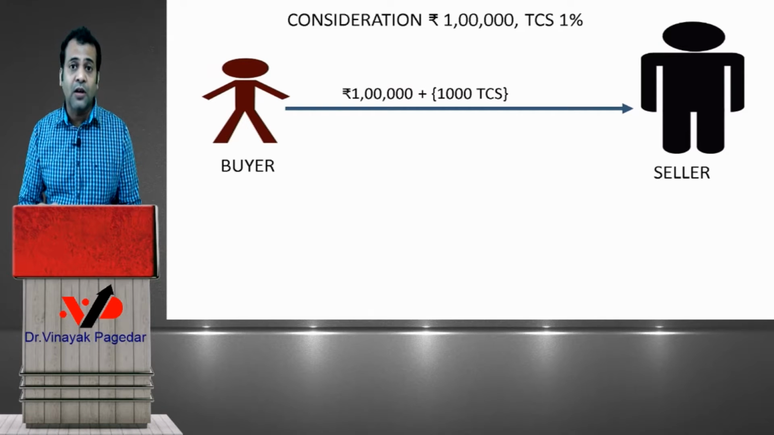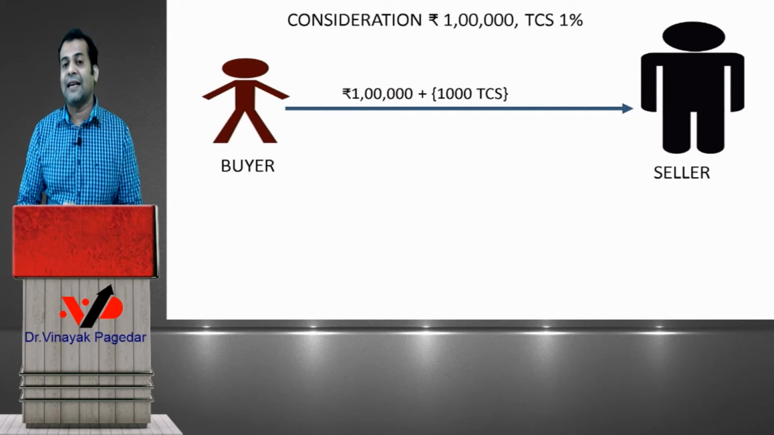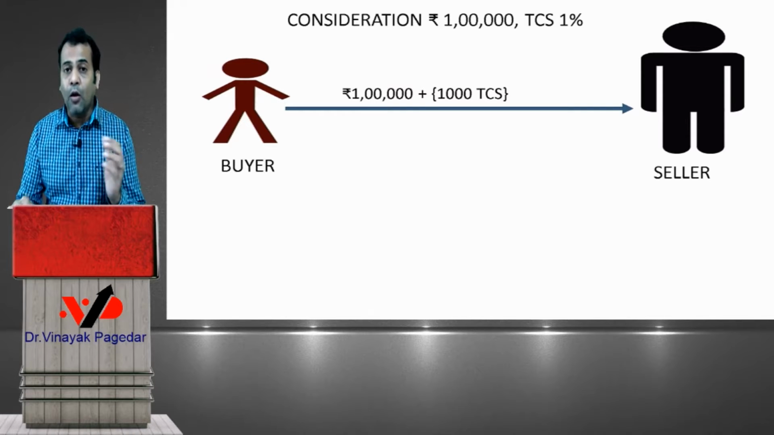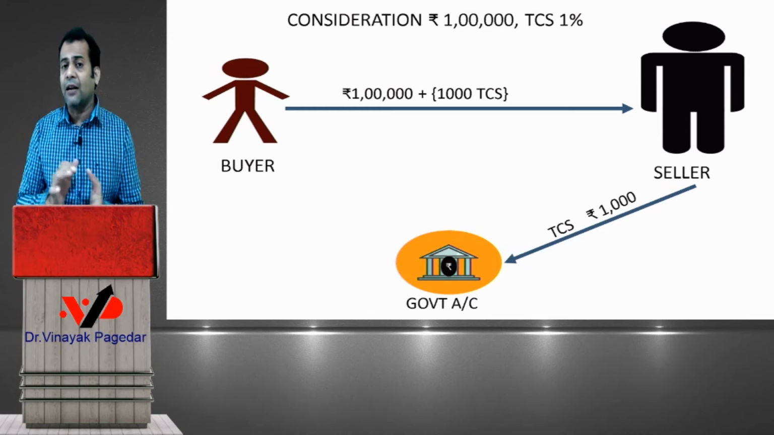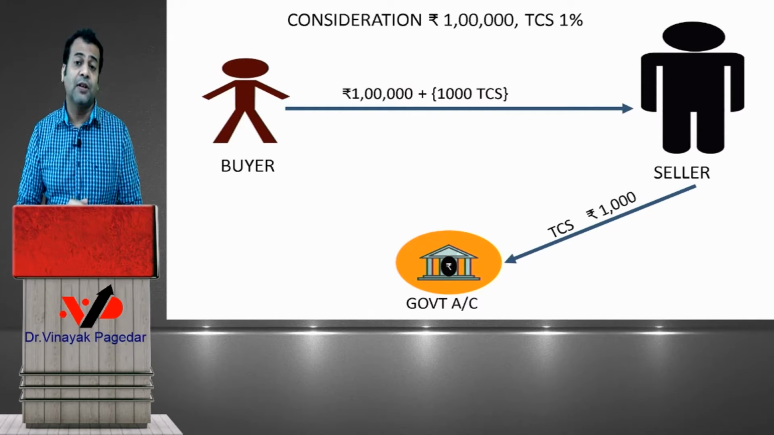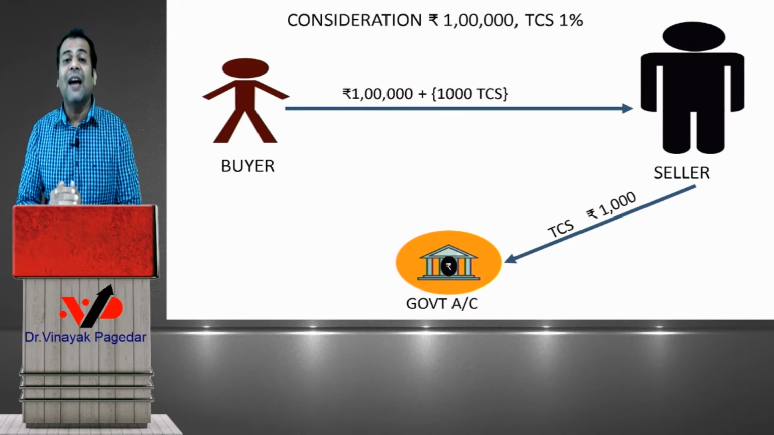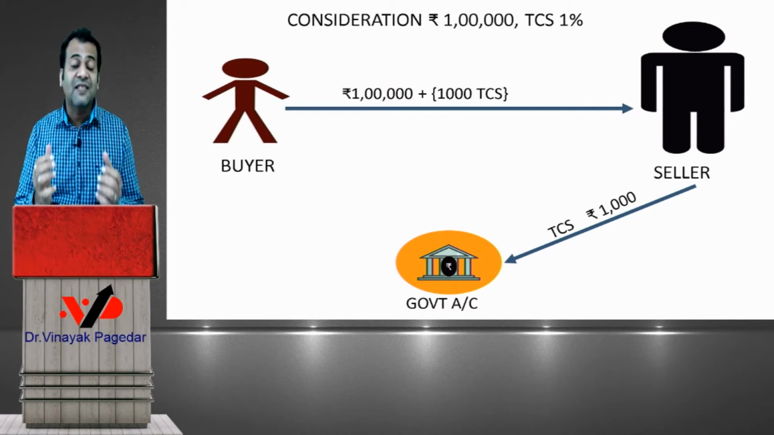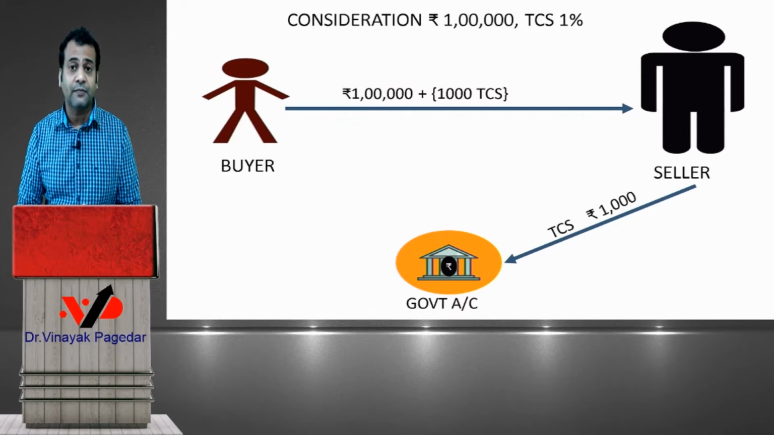This means, in other words, the seller will collect from the buyer not only his consideration but also an additional 1,000 rupees as tax. 1% of the consideration, 1,000, will be collected by the seller from the buyer along with his consideration, and now the seller will deposit that 1,000 rupees into the government account as tax collected at source. So you possibly see the difference between tax deducted at source, where the amount is cut and paid by the payer into the government account, but here the seller collects an additional tax from the buyer and deposits that amount into the government account. This is exactly the opposite of tax deducted at source.